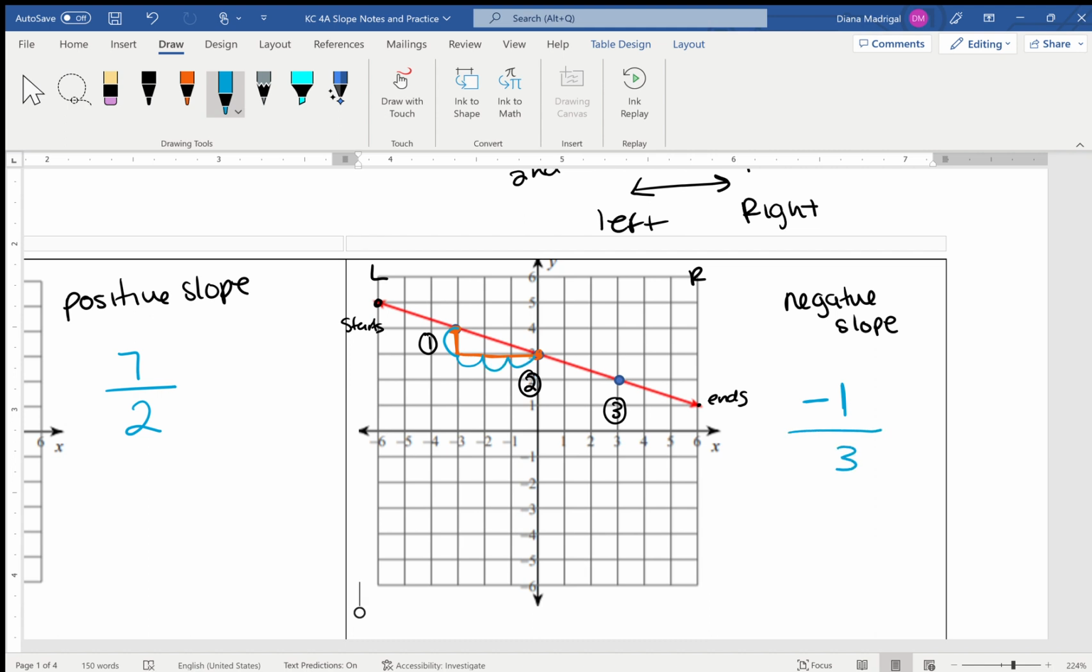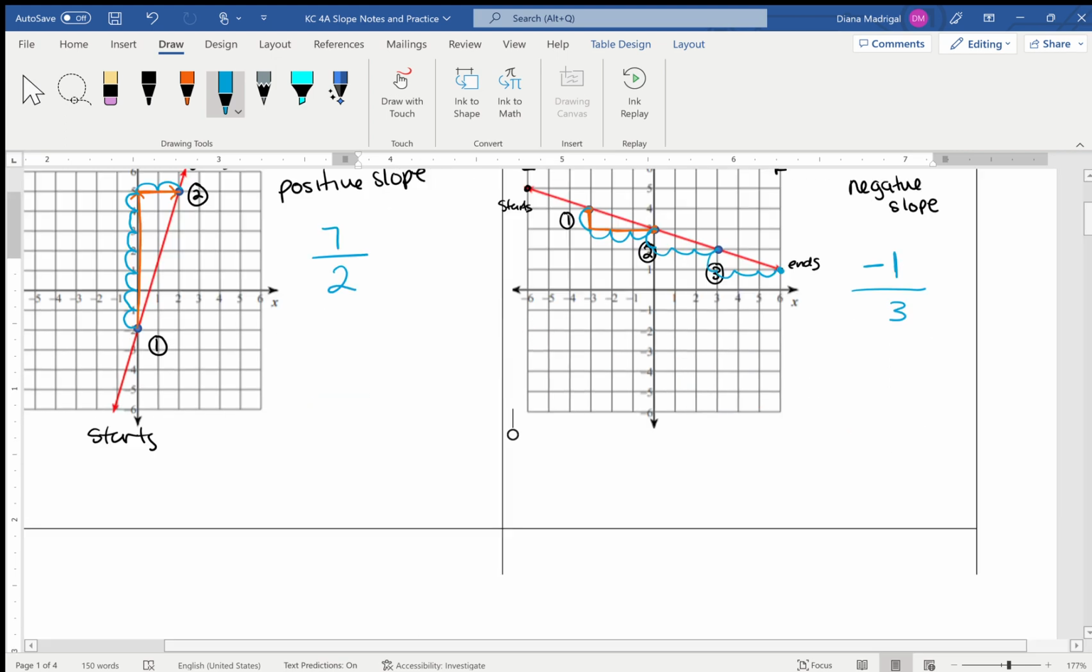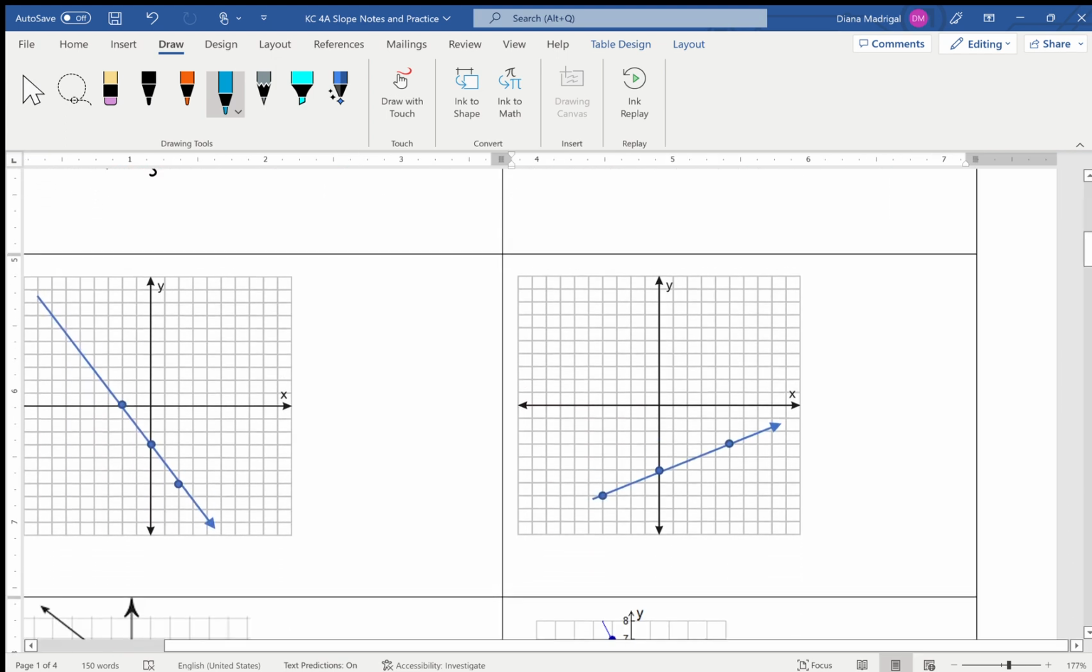And your slope will always be the same for all the points on the line. If you notice, I'm going to do the same thing for the next point. From the second point to the third point, I'm going to go down 1 and then over 3. And I could keep going down 1, over 3. And this should be another point right here. So again, your slope will always be the same for all the points. It has to match for all of them. Okay, we're going to do one more.